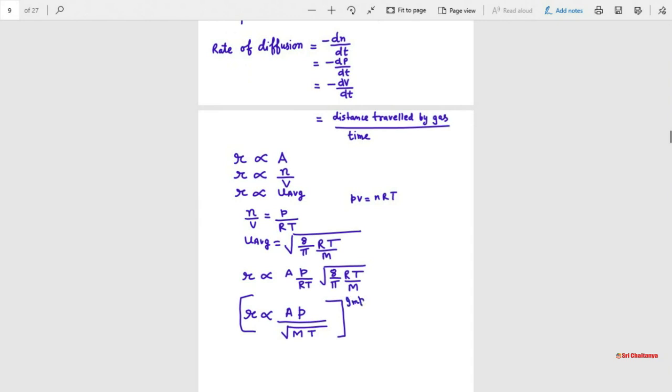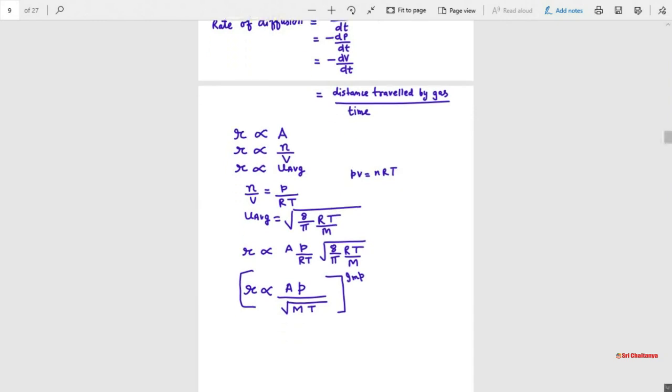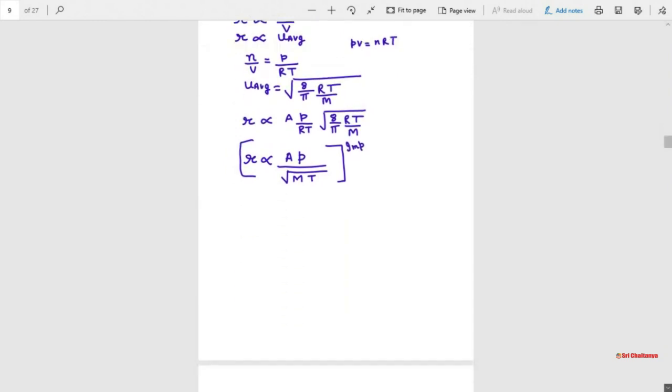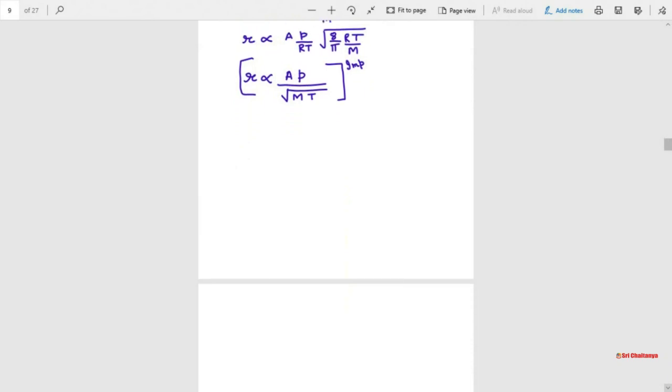On increasing temperature, the rate of diffusion of a gas is going to decrease. If the gas is heavier, the rate of diffusion will be less. If the gas has more partial pressure, the rate of diffusion will be more, right? So this is an important relation. Now, what is the application of this rate of diffusion?